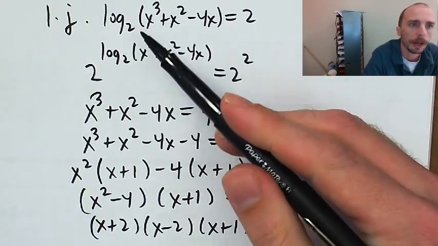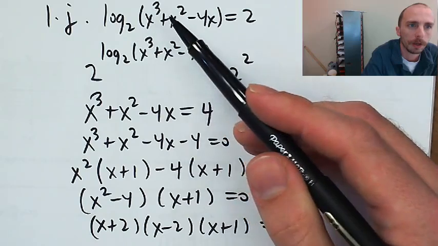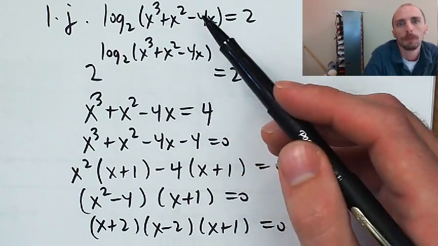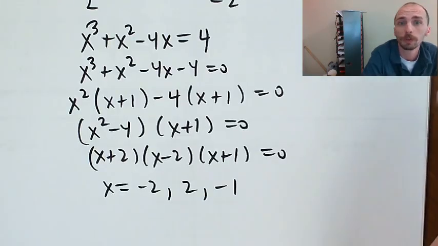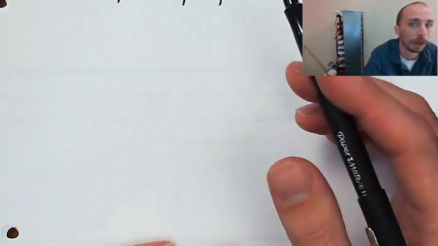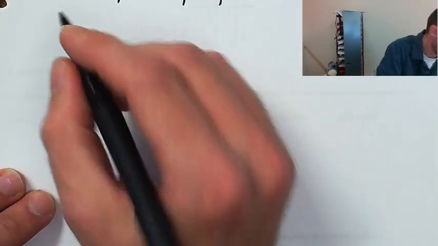When x is -1, I'm going to have -1 plus 1 is 0 plus 4. Okay, so all three of these are valid. None of these were extraneous, but you do need to check. And that's all for number 1.